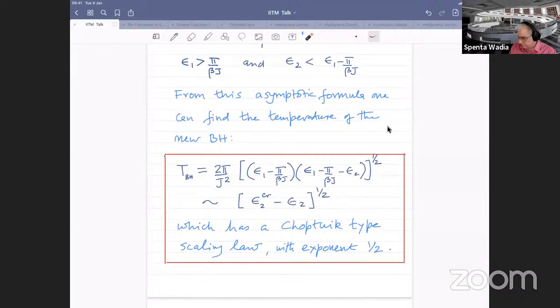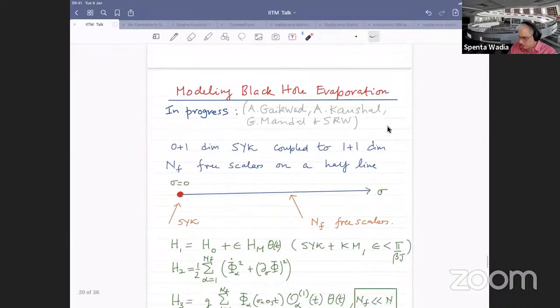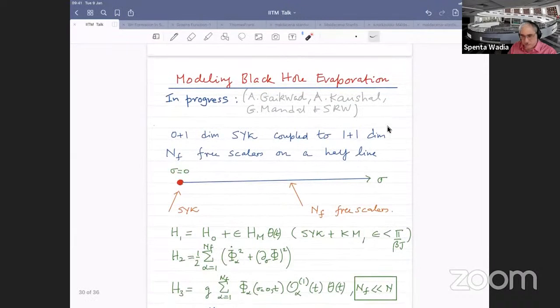This formula has a particular shape that is controlled by an exponent which is a half, and it tells you that there is a critical value of the parameters that you tune to make a black hole, below which the black hole cannot form. Okay, so this is the Choptuik type scaling law. So this ends the first part of the talk, and if there are any questions, I can take them, even though I'm running late at this point.